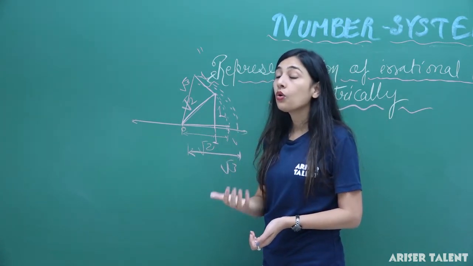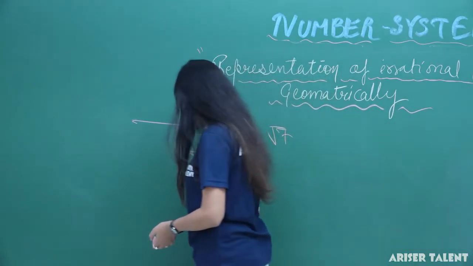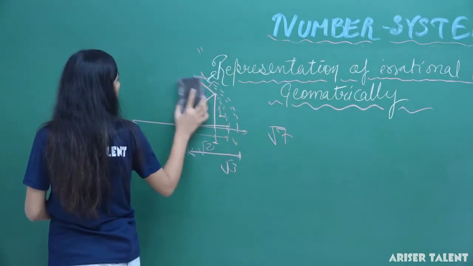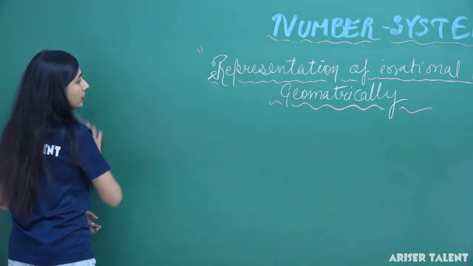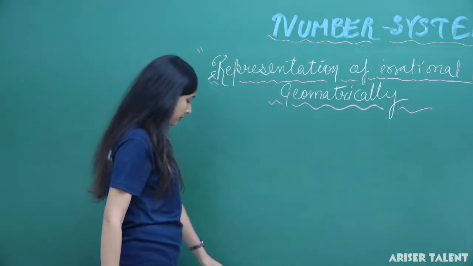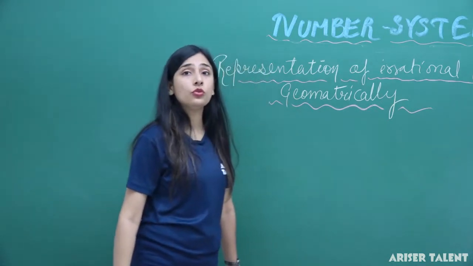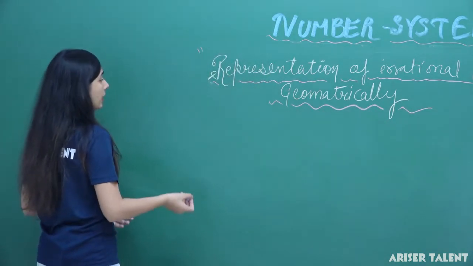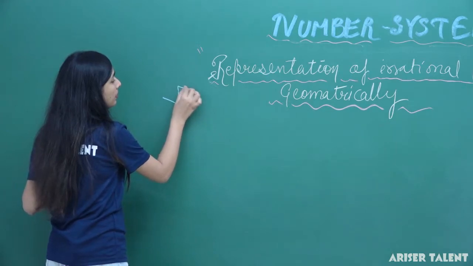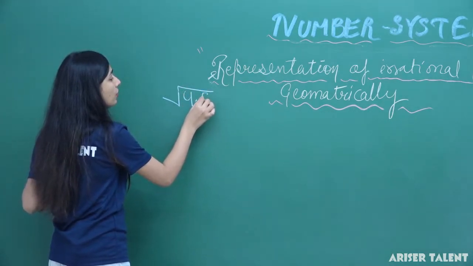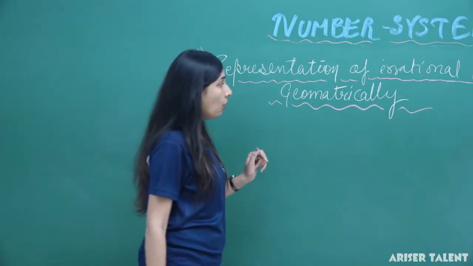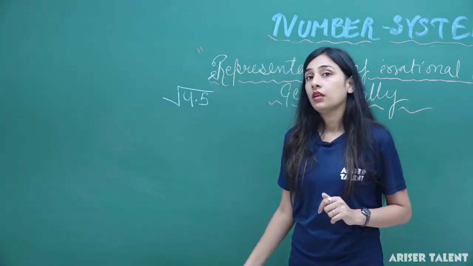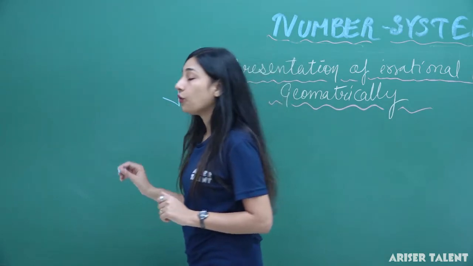So, now what to do? There is a very simple method. What you have to do is, just like okay, I have to mark root 4.5 on the number line. So, what will I do?